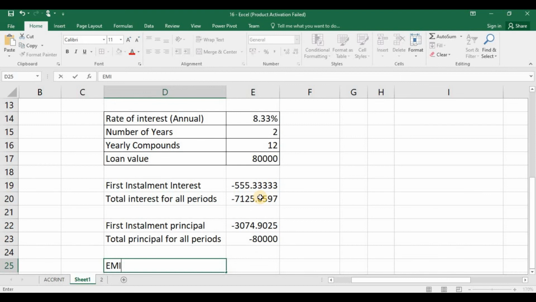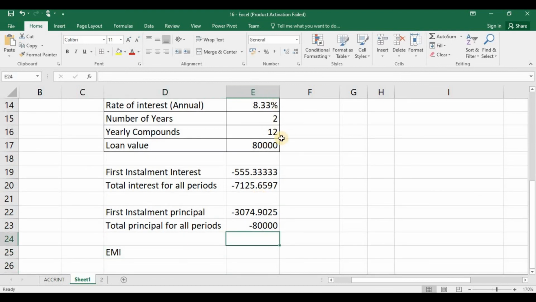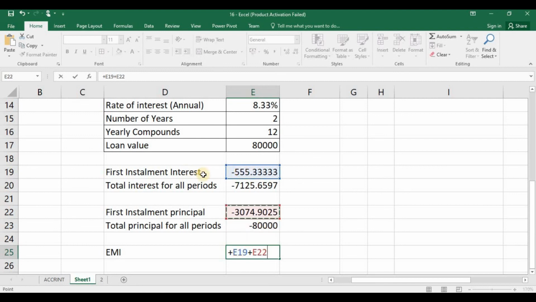Here we have this loan. We will calculate the EMI amount. The EMI amount will be equal to the total of interest and principal for one period. So calculate the interest and principal for one period. The sum of these two will be our EMI. Here I have calculated the interest and principal for the first month. So the summation of these two is our EMI amount.